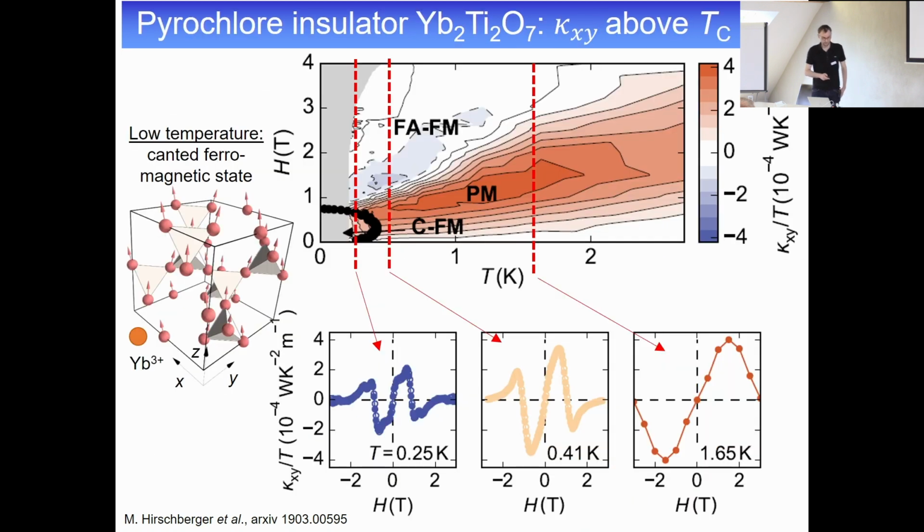So this is the experimental result. You can see here a heat map of the thermal Hall effect, or kappa xy, the thermal Hall conductivity, as a function of temperature and magnetic field for this pyrochlore system with tetrahedral spin clusters.